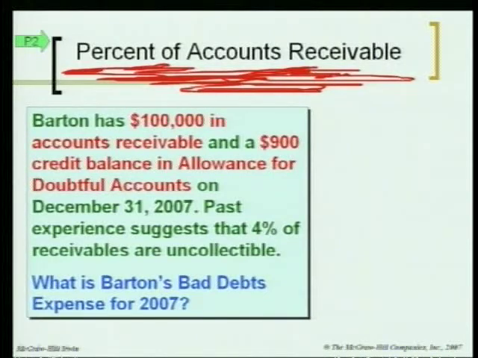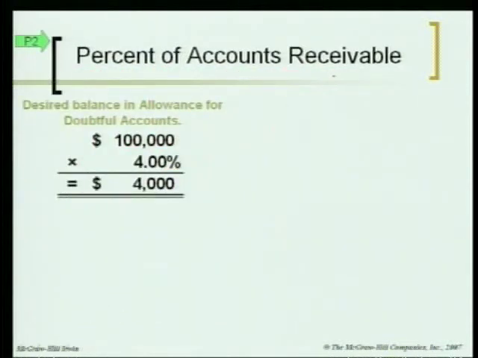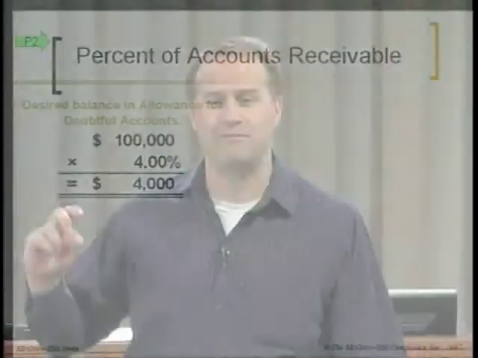Here's what we have to do. Engage your brain, really follow this. We take 4% times the 100,000, and that gives us $4,000. With me so far? Now listen to me. That is not, I repeat, that $4,000 is not the amount that goes in that journal entry.